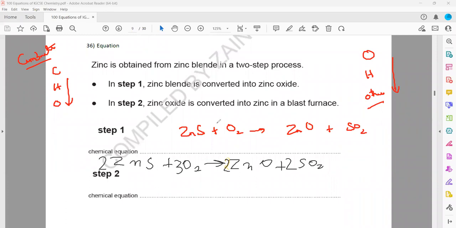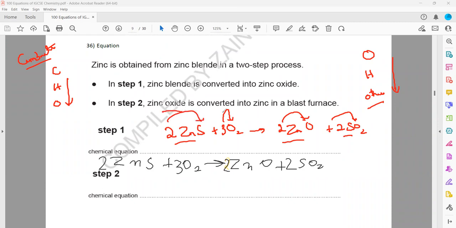So 2 zinc sulfide reacted with 3 oxygen molecules to form 2 zinc oxide and 2 sulfur dioxide. So oxygen is 6, balanced. Here 2 and 4, 6, oxygen is balanced. Zinc is 2, zinc 2, balanced. Sulfur 2 is also balanced. So this equation is balanced.